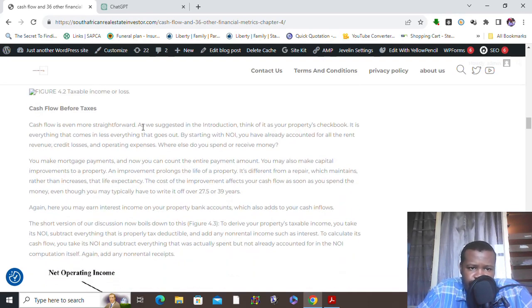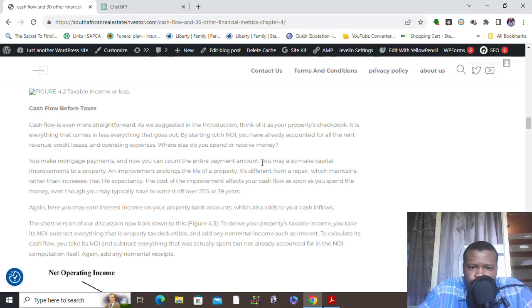Cash flow is even more straightforward. As you suggested in the introduction, think of it as your property's checkbook. It is everything that comes in less everything that goes out in terms of cash. By starting with NOI, you have already accounted for all the rent, revenue, credit losses, and operating expenses. Where else do you spend or receive money? You make mortgage payments, and now you can count the entire payment amount.